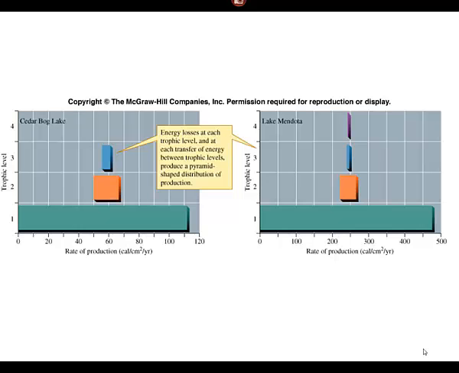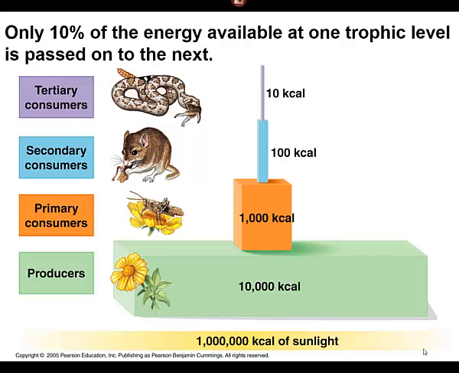We see this reduction in the amount of energy that is available at each level of the trophic pyramid. And one of the things that most of you were taught in Biology 102 here at MUW is this rule of thumb that only 10% of the energy available at one trophic level is passed on to the next. And this is a good average of all the ecosystems.